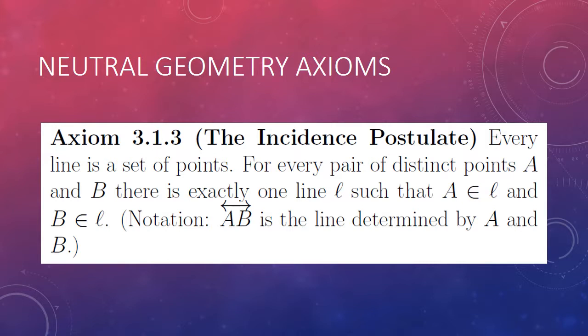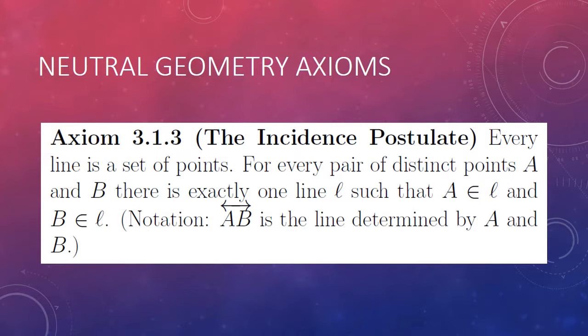The cool thing about this incidence postulate is it does a couple of things. The incidence and existence postulates together imply the existence of a line, because we know that there's at least 2 points from the existence postulate, and the incidence postulate then says there's a line between them. Also note that this tells us what kind of object a line is. It says it's a set of points.